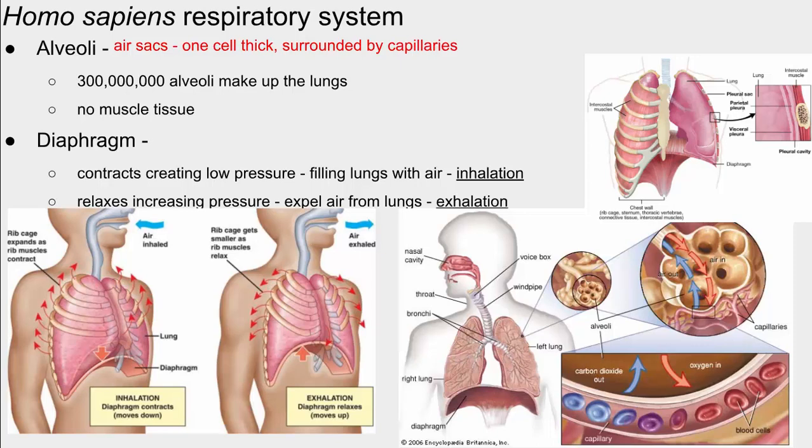Instead, in order to inhale and exhale, we have a special muscle that helps us to do that. It's called the diaphragm. The diaphragm is located at the bottom of your rib cage. It sort of seals off your chest cavity from your abdominal cavity. It's a sheet of muscle.